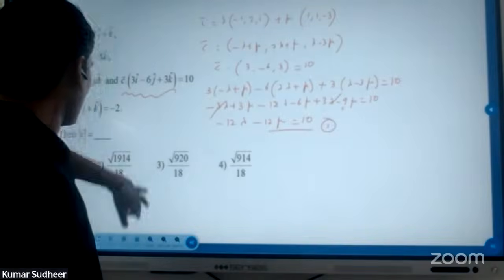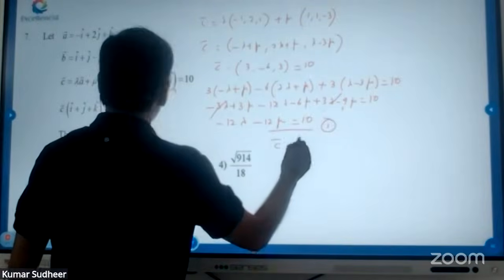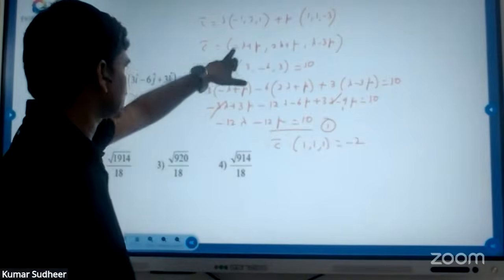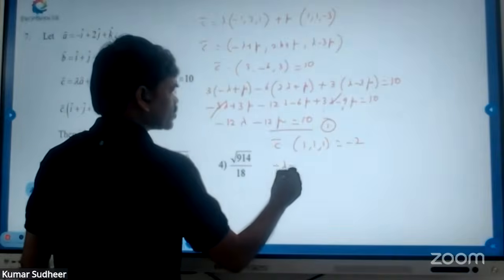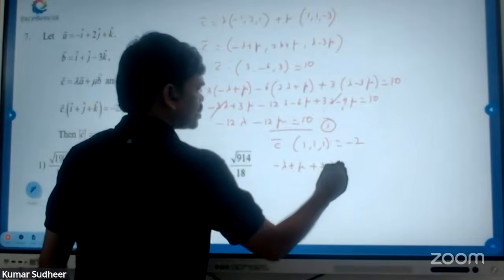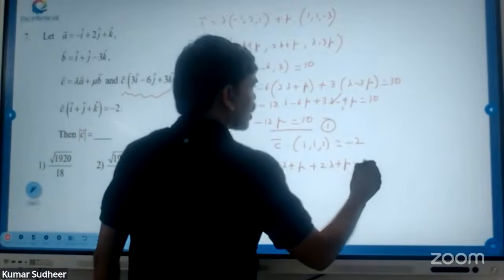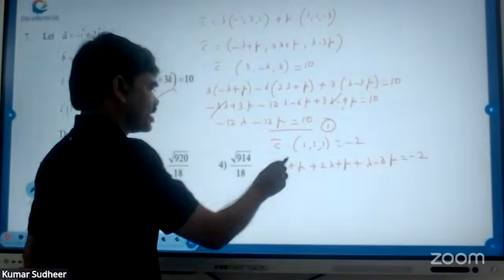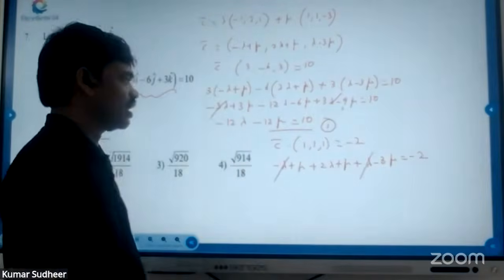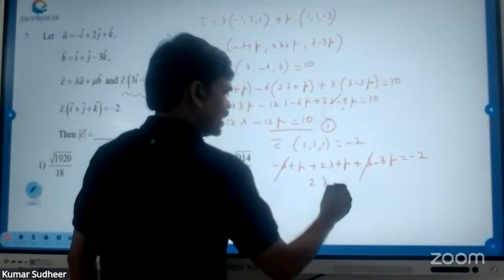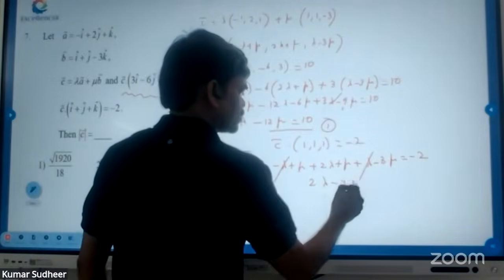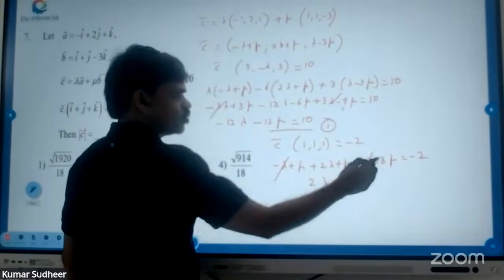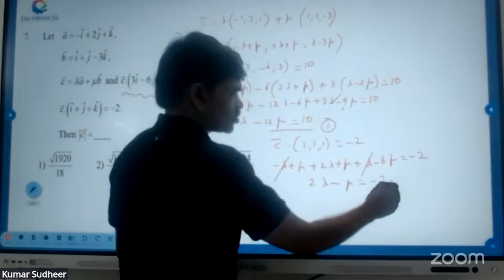One more equation we have to get. Again, dot product is given. C bar dot, what is given? 1, 1, 1. That is equal to minus 2. Let us solve this. This is C bar. So 1 into minus lambda plus mu, 1 into 2 lambda plus mu, 1 into lambda minus 3 mu. That is equal to minus 2. So what happens? These two will get cancelled. Now we have 2 lambda minus 2 mu, this 2 will get cancelled. So it is nothing but mu, 2 mu, so minus mu, that is equal to minus 2. This is the second equation.